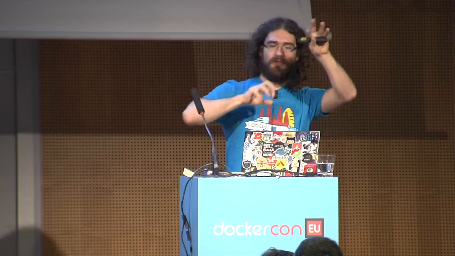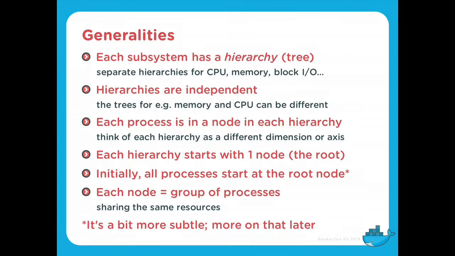With Cgroups, each subsystem, so like CPU, memory, and so on, has its own hierarchy, which looks like a tree with nodes, and each process belongs to one node in each hierarchy. So a given process will be in one node for the CPU, in one node for the memory, in one node for the block I/O, and so on and so on. In the beginning, when the machine boots, you only have one node, so it's a tree of one node, and the first process is in the first node, so it looks like there is nothing special.